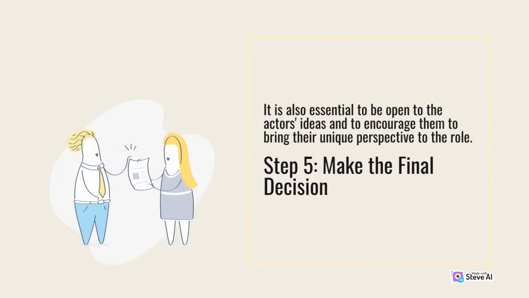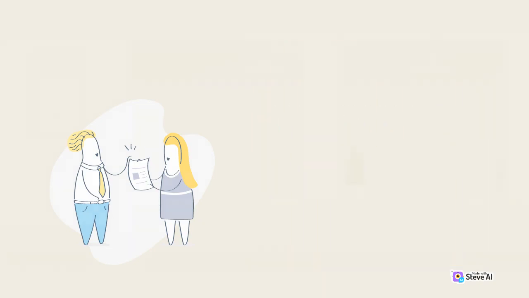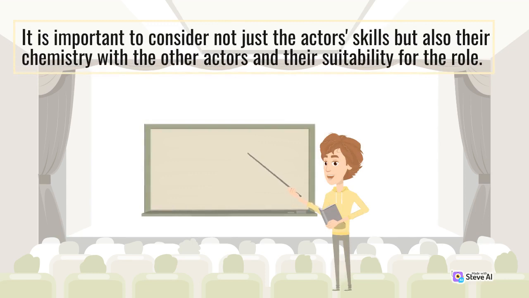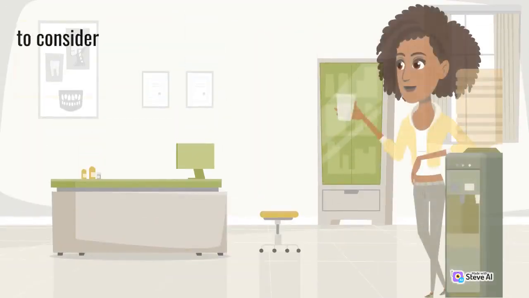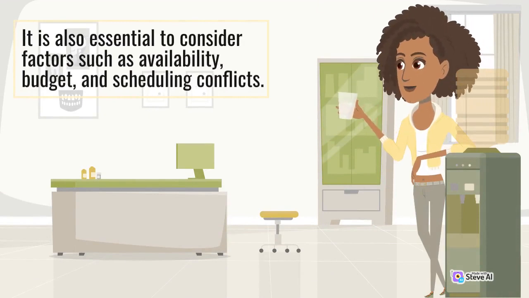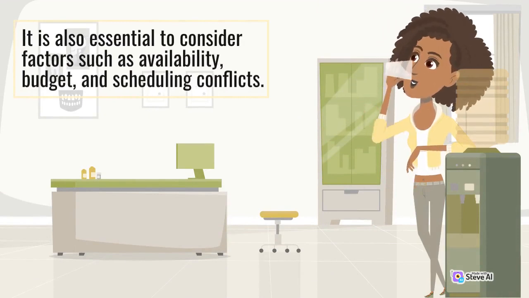Step 5. Make the final decision. After holding auditions, it is time to make the final decision on which actors to cast. It is important to consider not just the actor's skills but also their chemistry with the other actors and their suitability for the role. It is also essential to consider factors such as availability, budget, and scheduling conflicts.